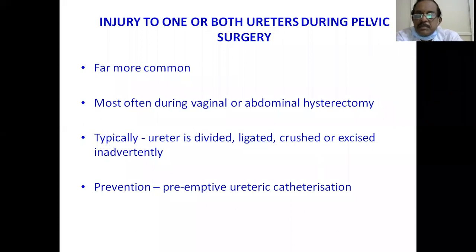So prevention is preemptive ureteric catheterization, because it will turn the ureter into a rigid tube, and you can identify it by palpation intraoperatively.